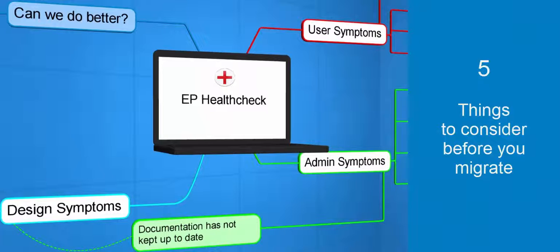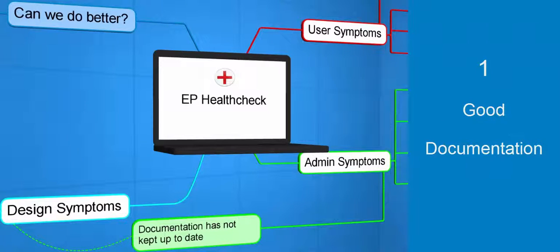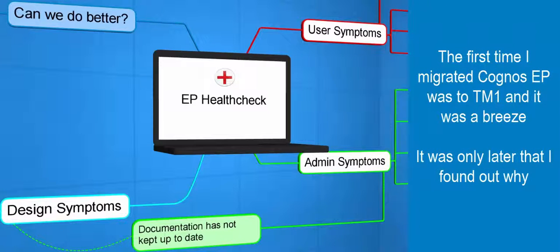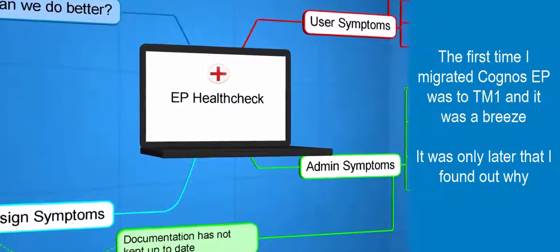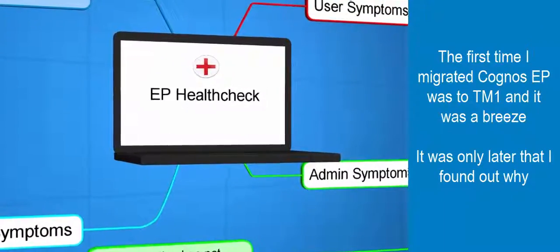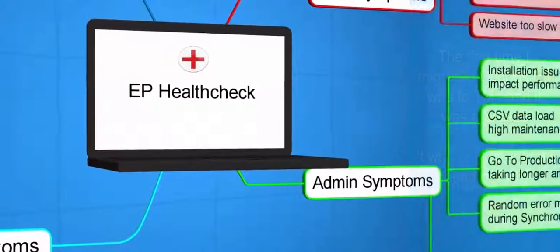5 things to consider before you migrate. Number 1. Good documentation. The first time I migrated Cognos EP was to TM1 and it was a breeze. It was only later that I found out why.